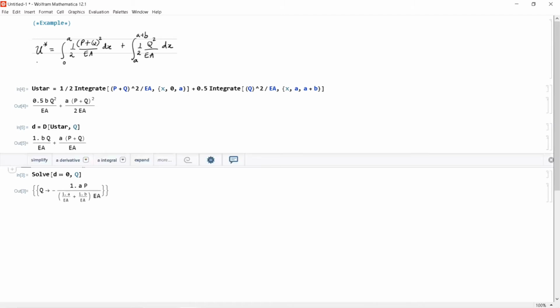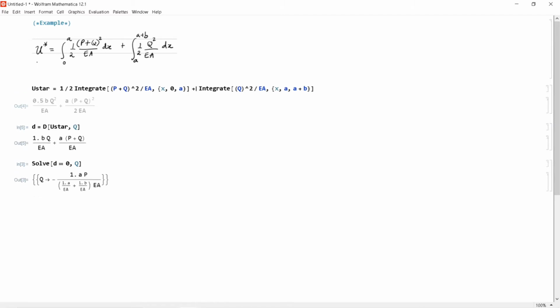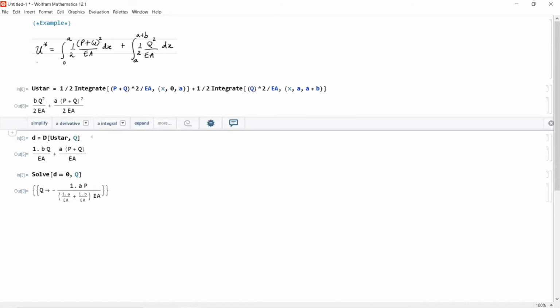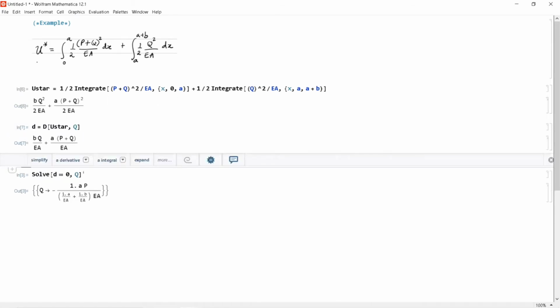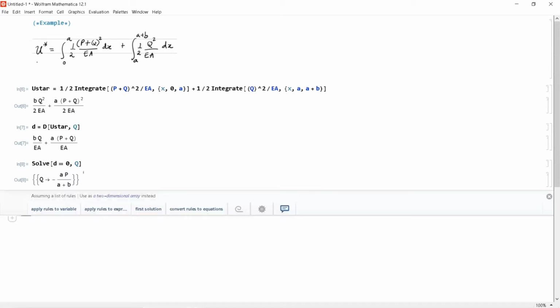Again, it's my first time trying this like this. I apologize if it's a little bit on the fly, but I think it'll be convenient for you to learn mathematics a little bit. Plus, oh, there you go. I got the load Q, which is in compression, and it's AP divided by A plus B.